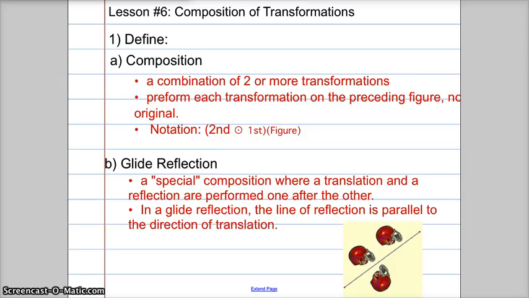The notation appears like it would be backwards. We generally think about the first thing coming first and the second thing coming second, but in the notation, the first transformation is closest to the figure being transformed, and then the second.